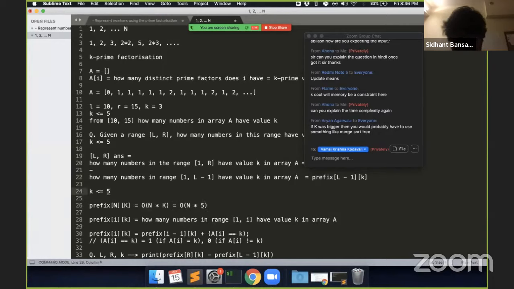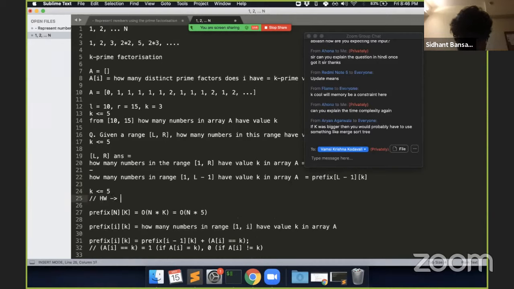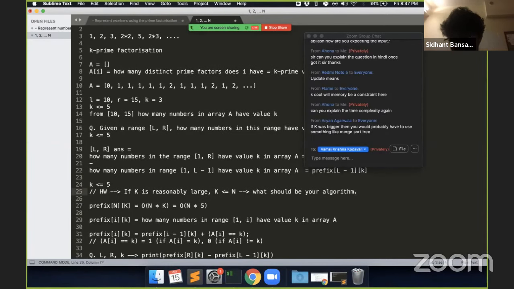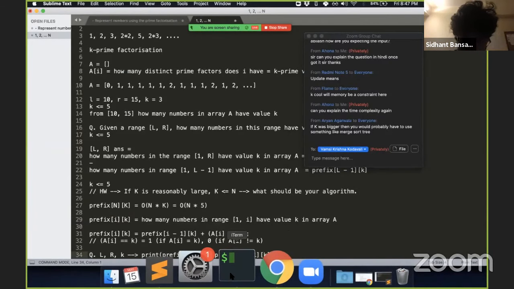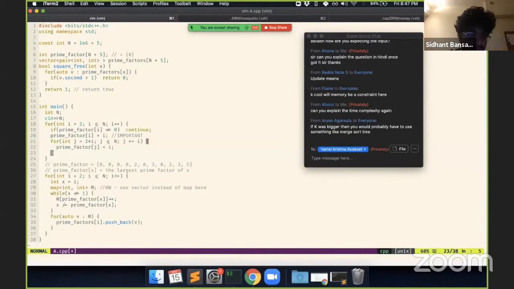Yeah, Aryan has a good homework question. The homework question he proposed is: if k is reasonably large, with k less than or equal to n, that's the only constraint you have, then what should your algorithm be? For this question only, it's still solvable. Then you actually need merge sort trees, which is a similar idea to what I was saying before, that you can use segment tree-ish things. It's actually a segment tree-ish idea. But yeah, then you need a merge sort tree. Ignore that for now. That is just a high-level homework question.